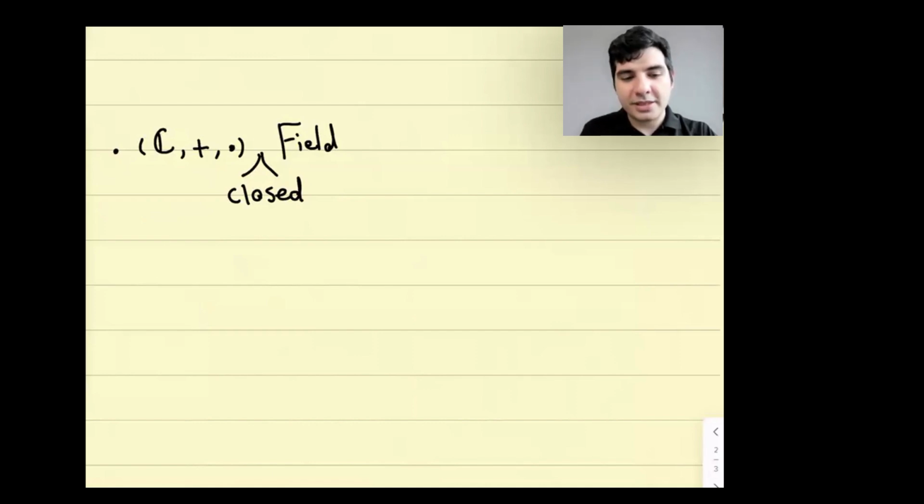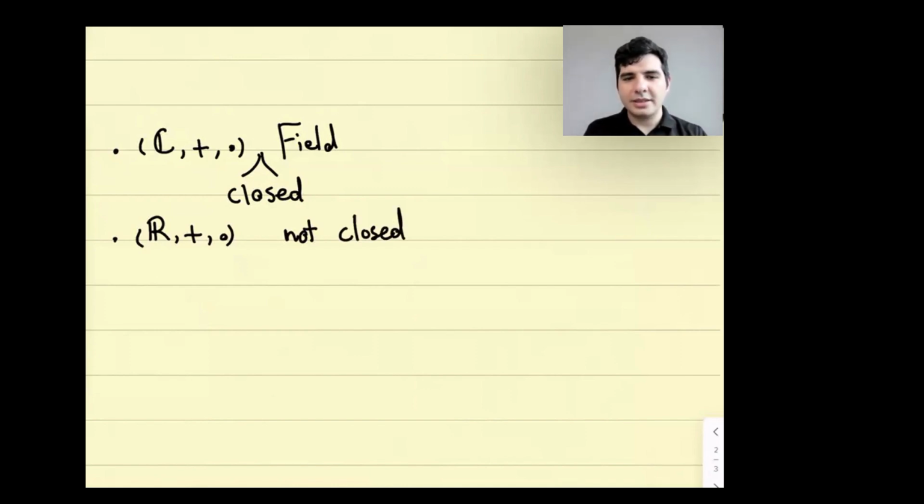Although the set of complex numbers has all these good properties, there's a property that the field R, the set of real numbers with addition and multiplication, has, which C doesn't. So R is not closed as a field. It's a field, but it's not closed. But it has another property that C doesn't have. R as a field is ordered.